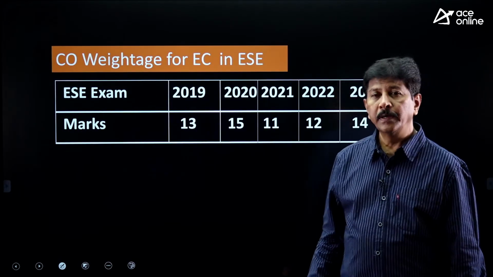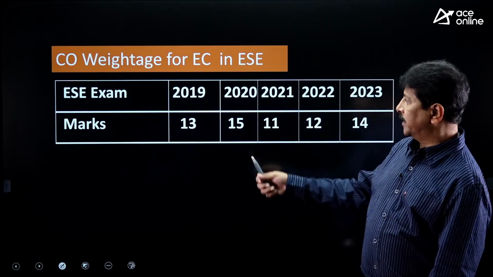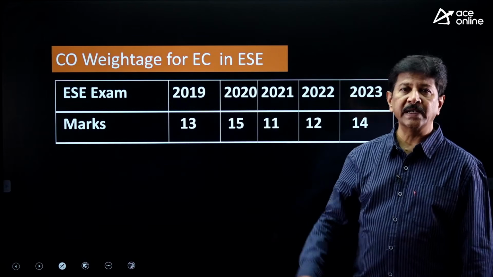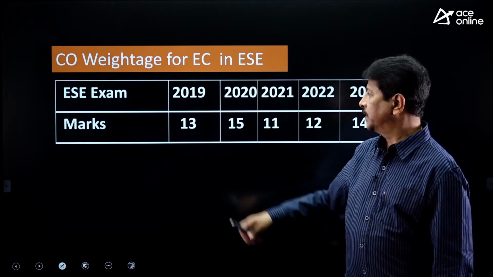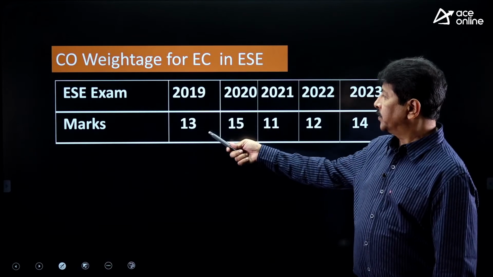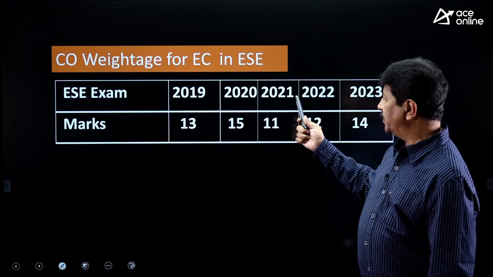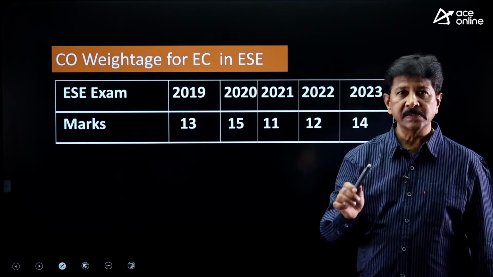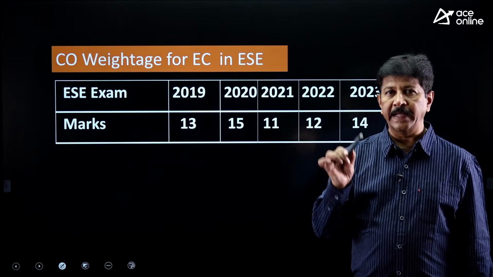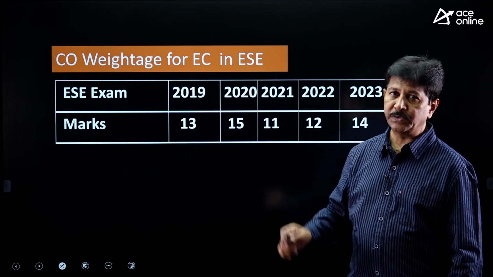Similarly, for the engineering service examination for ECE students, these are the number of questions starting from 2019. 13 questions have come from CO, 15, then in 2021, 11 questions, and in 2023, 14. This means consistently around 10 or more questions are coming from computer organization for ECE students.